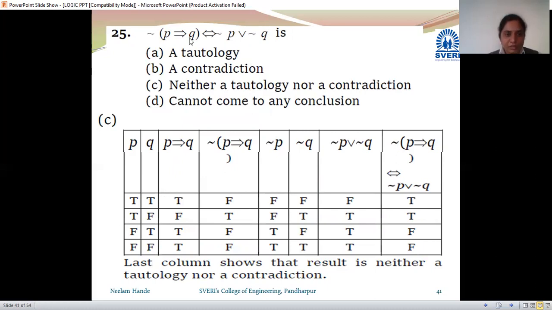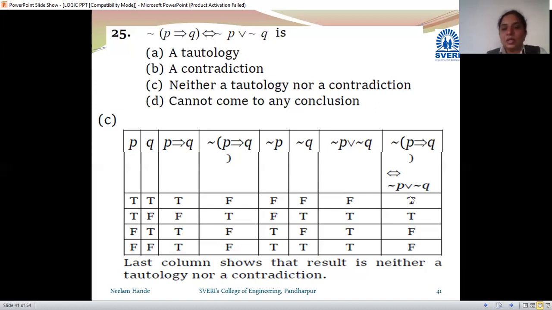So write P, Q, then we need P implies Q. This is the P implies Q table. Next we need negation of this P implies Q, so just write negation. Then we need negation P, negation Q, then negation P or negation Q, the or table of these two. Then this and this, there is double implication, right? The double implication: false, false, true, true, true, true, false, true is false, false, true, again it is false.